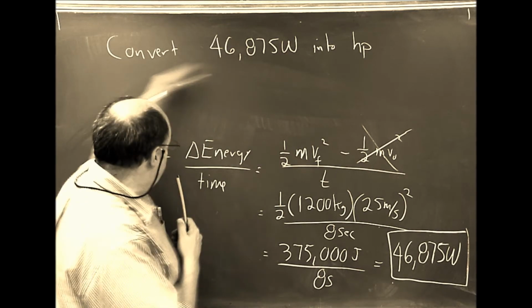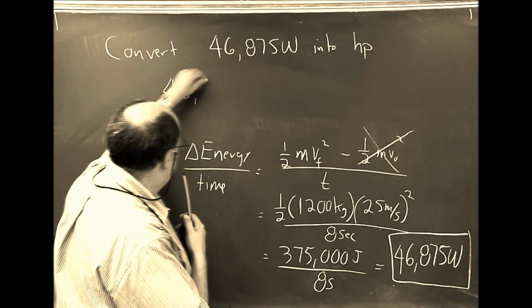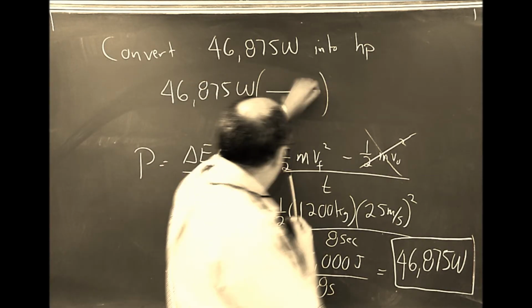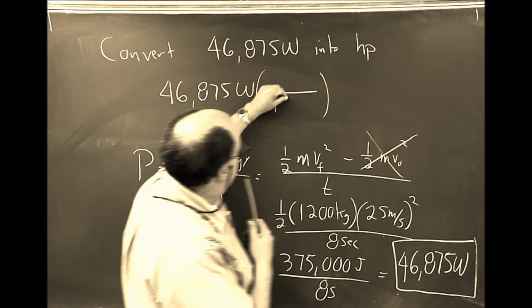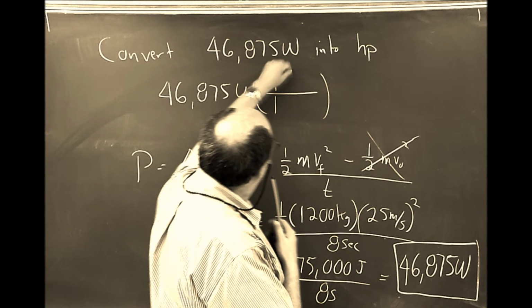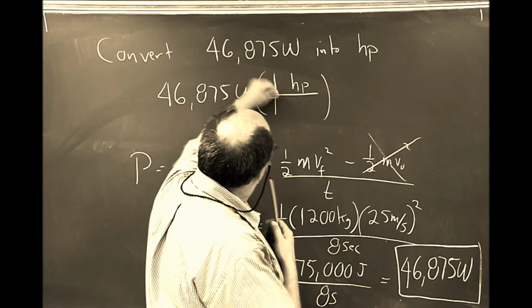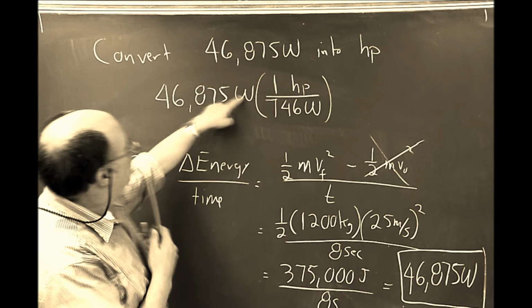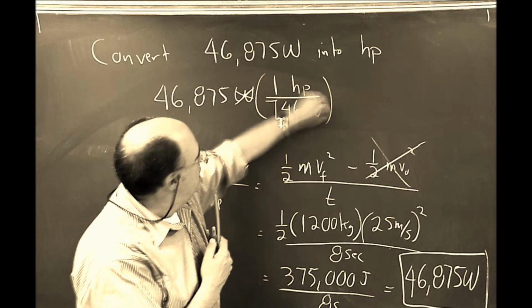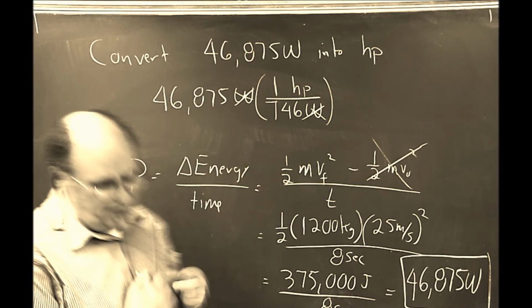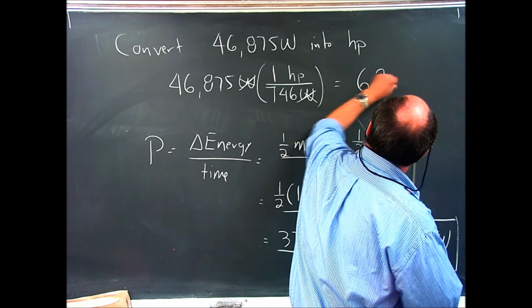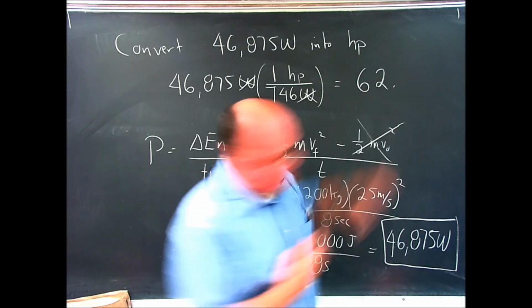So if I just write what I'm given, 46,875 watts, and then try to convert this, the identity I gave you earlier was that in 1 horsepower, there is 746 watts. So the watts will cancel out with the watts down here. Take that number and divide it by 746, and I come up with 62.84.